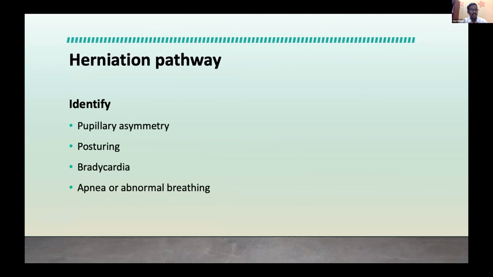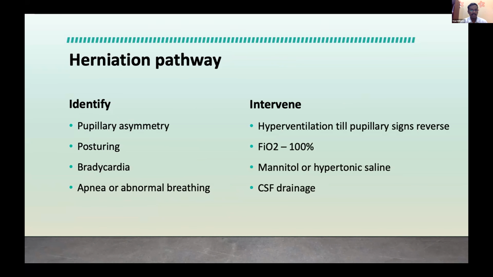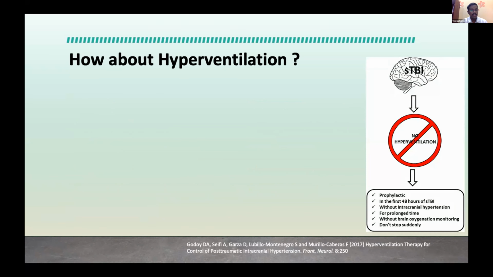Any child who presents with a herniation pathway is identified by pupillary asymmetry, posturing, bradycardia, apnea or abnormal breathing. If so, hyperventilate them till pupillary signs reverse, give 100% FiO2, give a stat dose of mannitol, or if not available, hypertonic saline, and try to do urgent imaging, and maybe a CSF drainage or a decompression may be necessary. Hyperventilation is routinely not recommended.